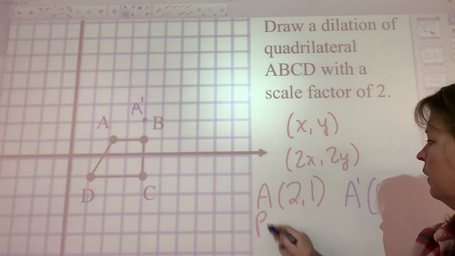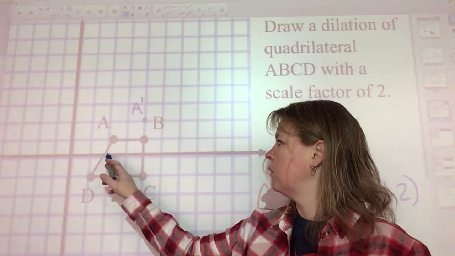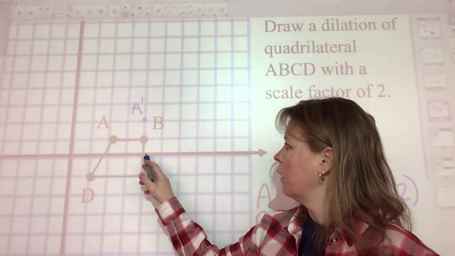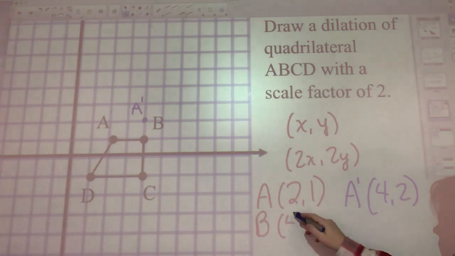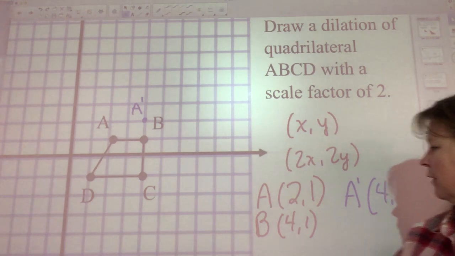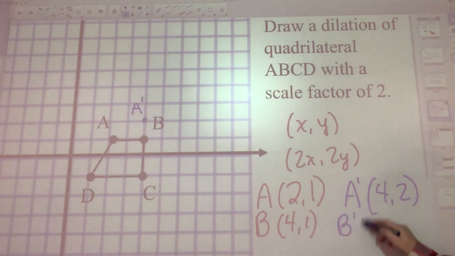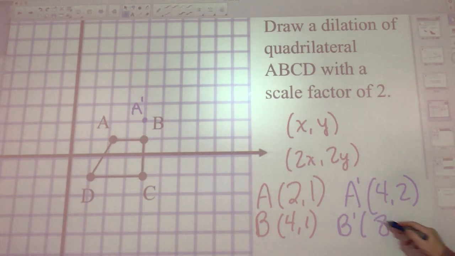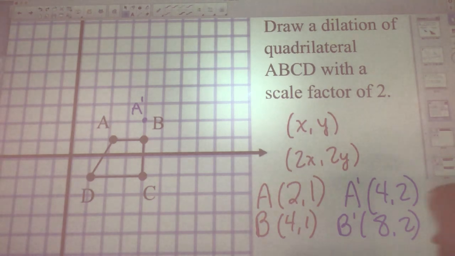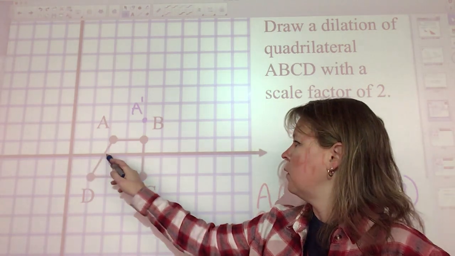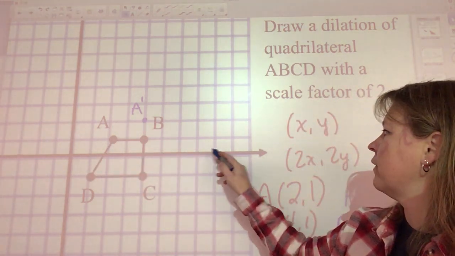B originally is over 4 and up 1, which means our new B prime, multiplying both by 2, is going to be over 8, up 2. 1, 2, 3, 4, 5, 6, 7, 8, 1, 2.